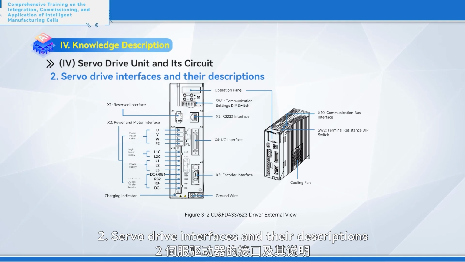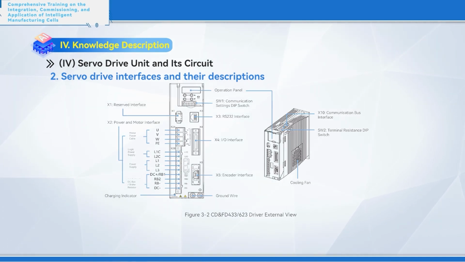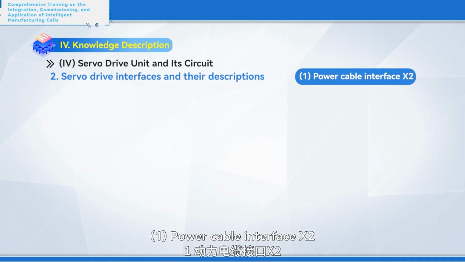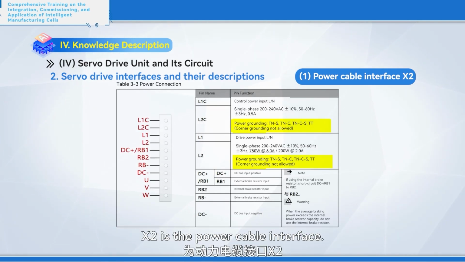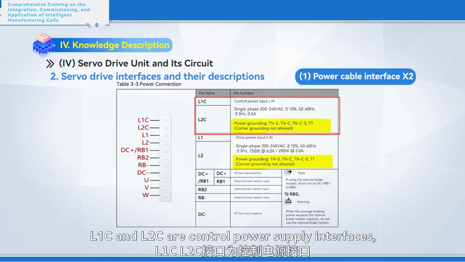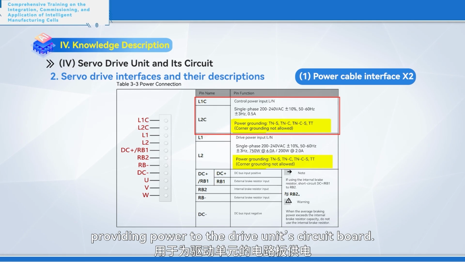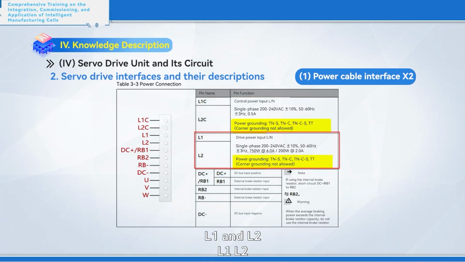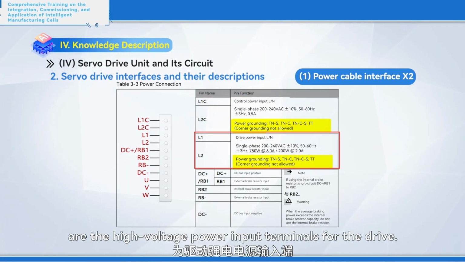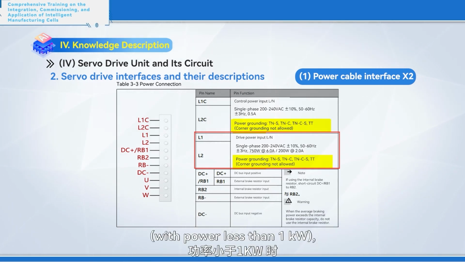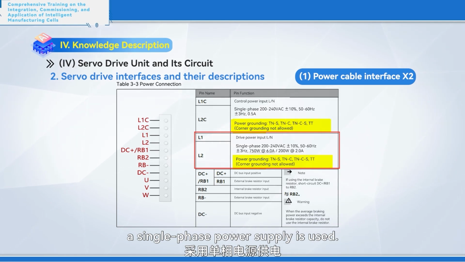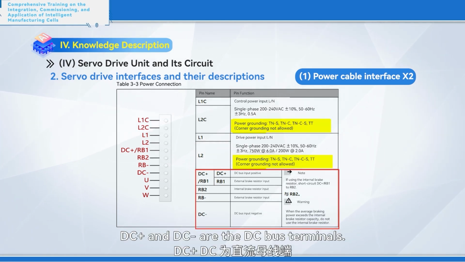2. Servo drive interfaces and their descriptions. 1. Power cable interface X2. As shown in the diagram, X2 is the power cable interface. L1C and L2C are control power supply interfaces, providing power to the drive unit circuit board. L1 and L2 are the high voltage power input terminals for the drive. When the motor is a low power motor with power less than 1 kilowatt, a single phase power supply is used. DC plus and DC minus are the DC bus terminals.